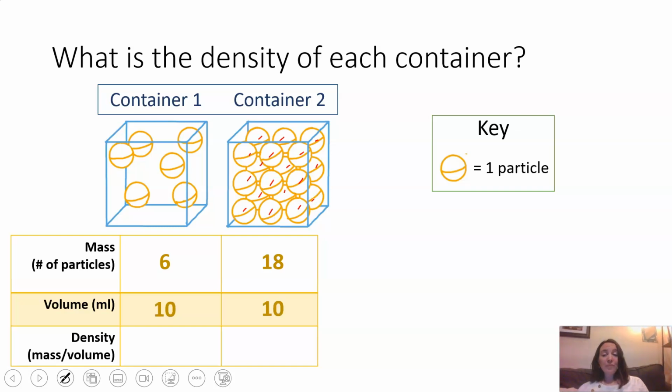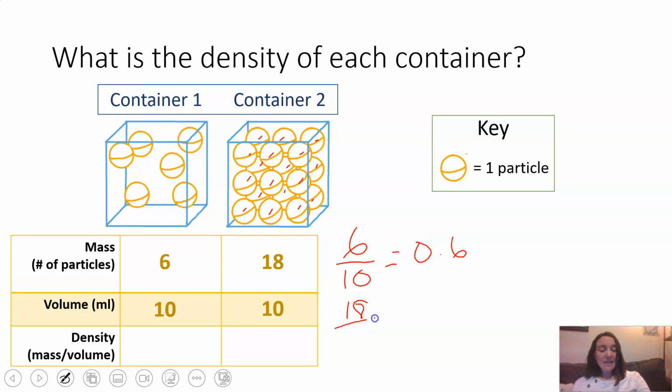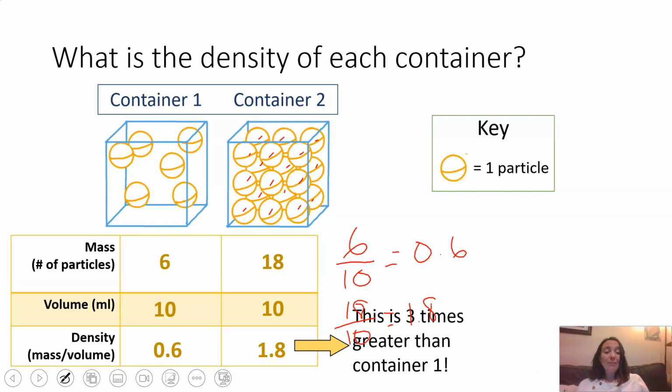Okay? If I told you the volume of both of them is 10 milliliters, as you can see, they're the same size container, we would calculate density by doing mass divided by volume. So the first one is 6 divided by 10, and that comes out to be 0.6. And the second one is 18 divided by 10, and that comes out to be 1.8. So we can say that container 2 is more dense, but now we can also say that the density of container 2 is 3 times greater than the density of container 1 because there are 3 times as many particles in it.